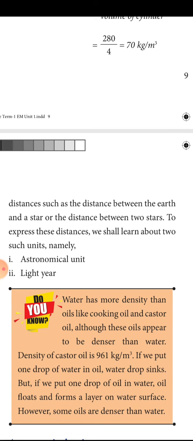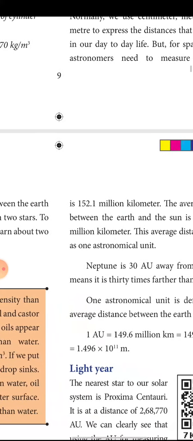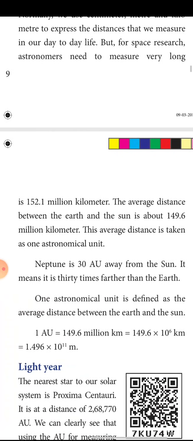I told you, astronomical unit and light year. First I will be saying about astronomical unit. One astronomical unit is defined as the average distance between the earth and sun. What is the astronomical unit? Distance between the sun and earth.